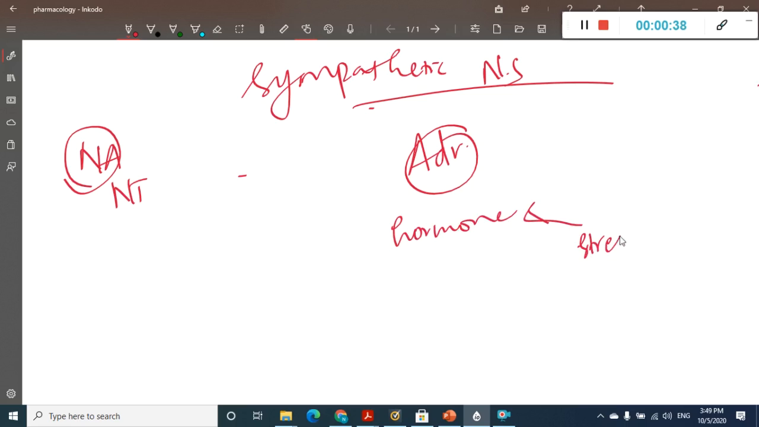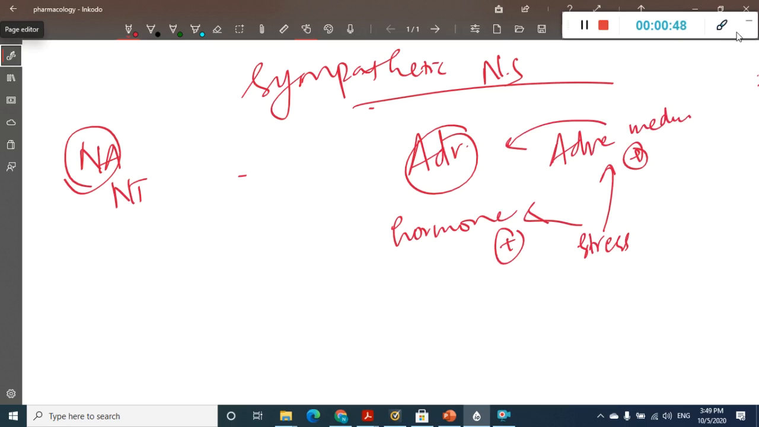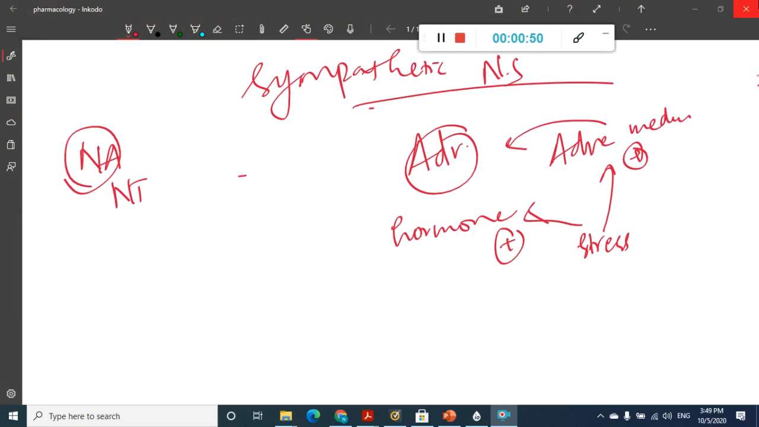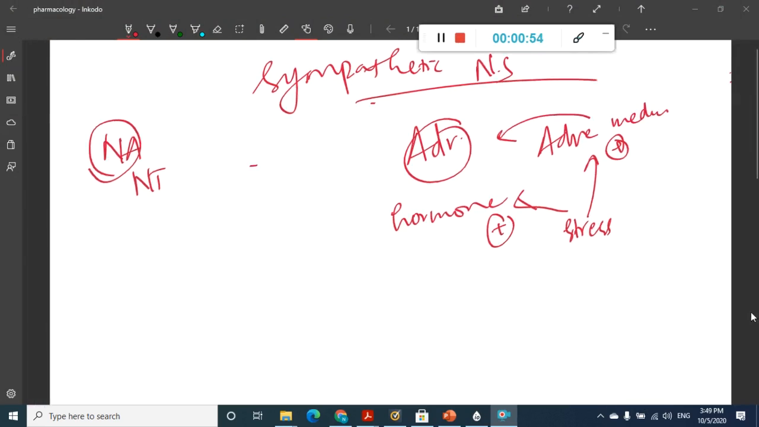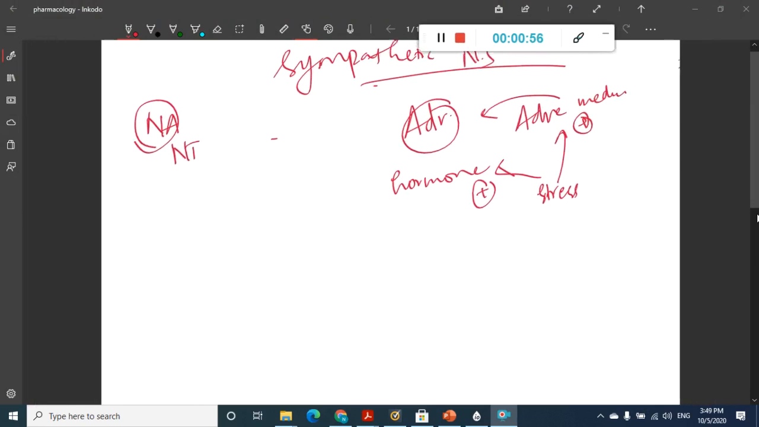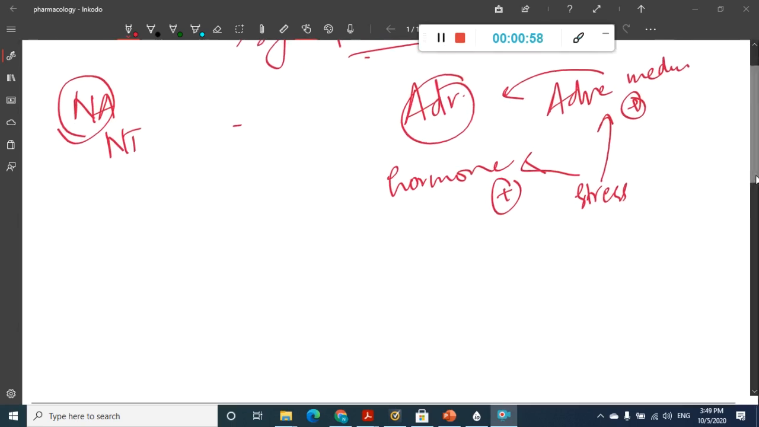So stress will activate synthesis of this hormone. Actually, stress will activate the adrenal medulla, and from this adrenal medulla, this hormone is synthesized. Okay, so once you have learned about the synthesis of adrenaline and the sympathetic nervous system.